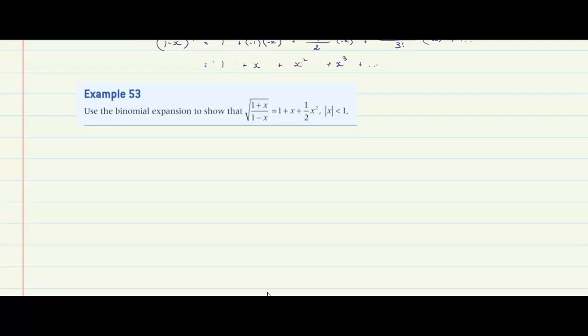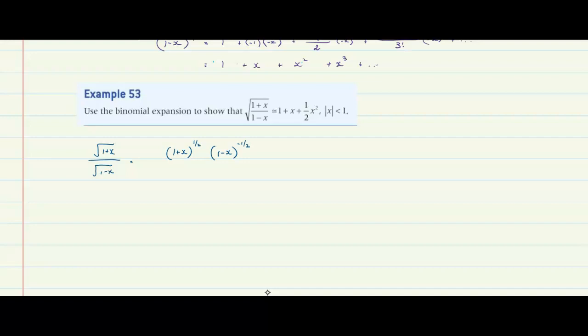Okay, so the square root of 1 plus x over 1 minus x. This would need to be rewritten using index notation. So we'll write it as the square root of 1 plus x, all over the square root of 1 minus x. In fact, let's get our fractional indices in place now: 1 plus x to the half times 1 minus x to the negative a half. Okay, so we're looking at a product of two expansions here.